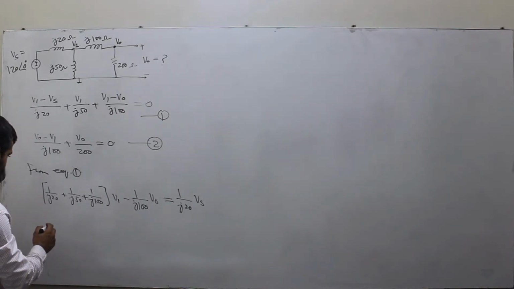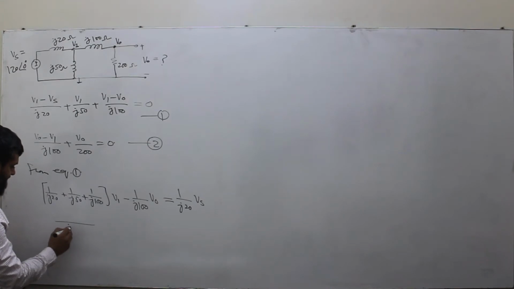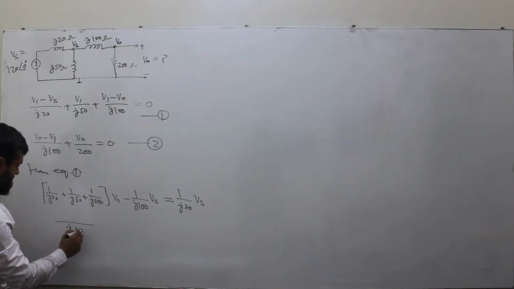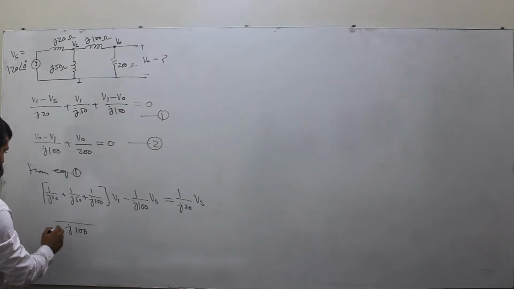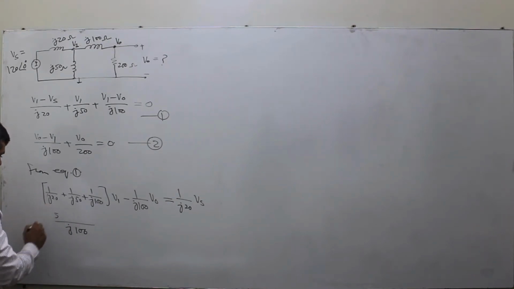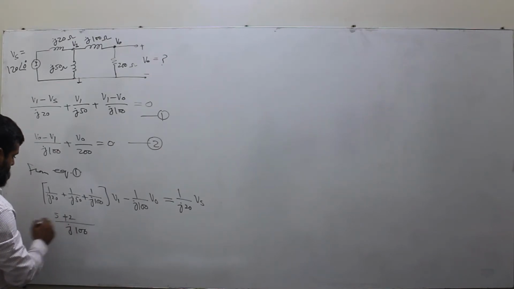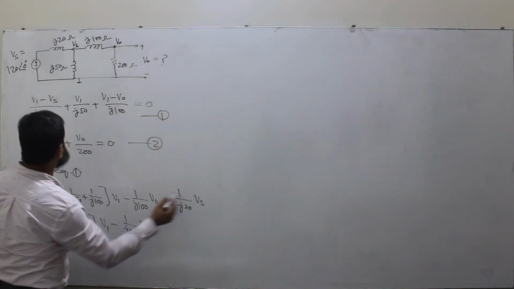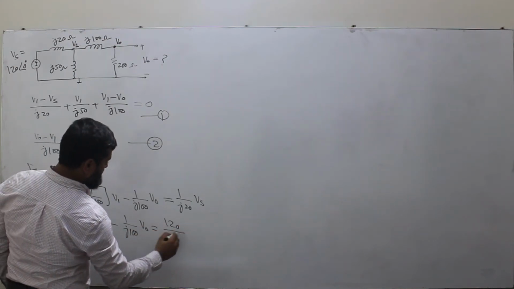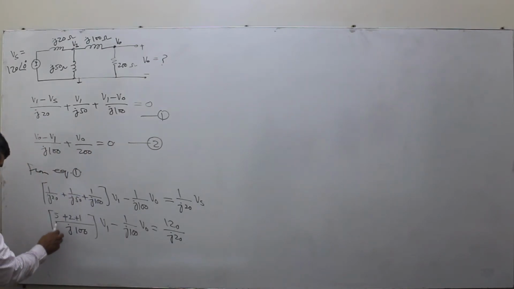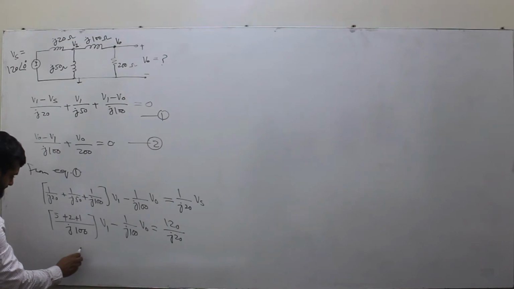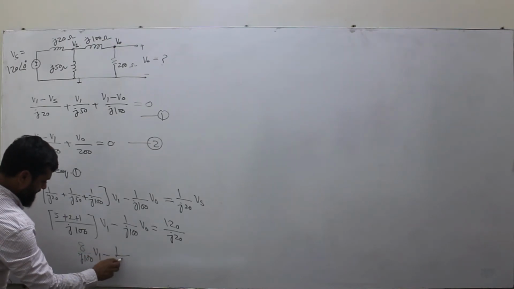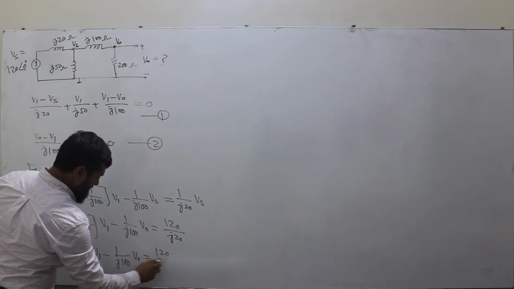We can take the LCM here, j into 100, so 5 plus 2 plus 1, which gives 8 over j100 into V1 minus 1 over j100 V0. Vs is already given, which is 120 at an angle of 0 degrees, so this is 1 over j20, equal to 1 over j20 times 120.